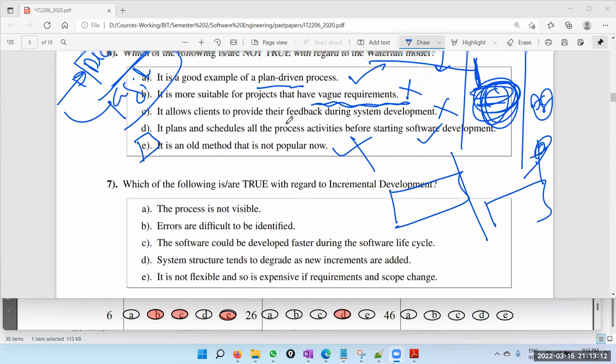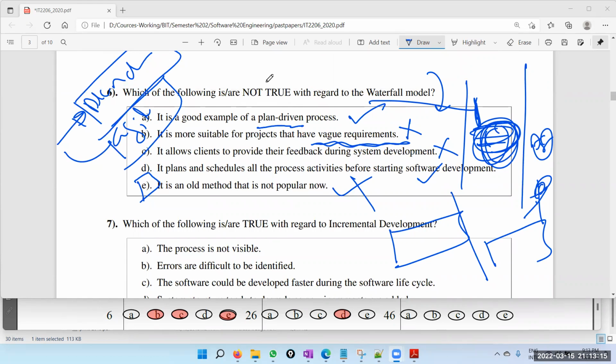It says not true, right? So when we say not true, this is not true. But old method is correct. So all this part is correct. Old method, yes, and not popular is also correct. Right now it is not popular. So both are correct. What they ask is not true, but this is correct.